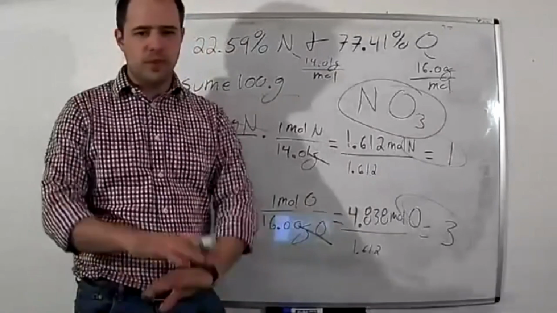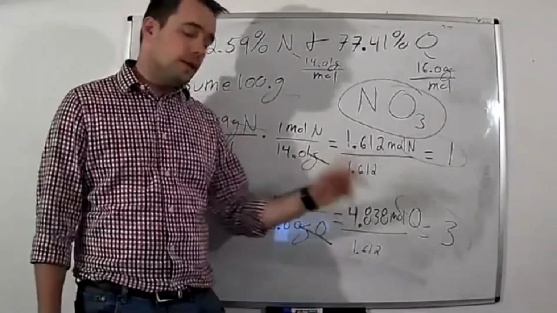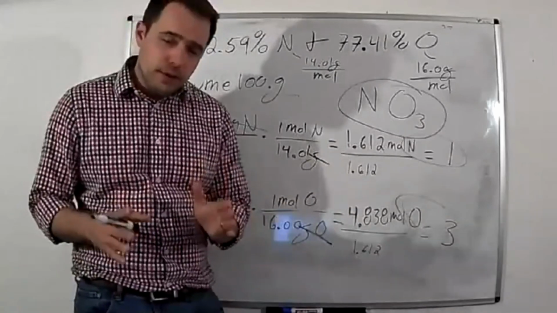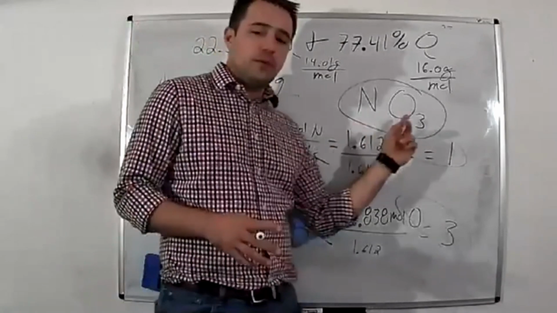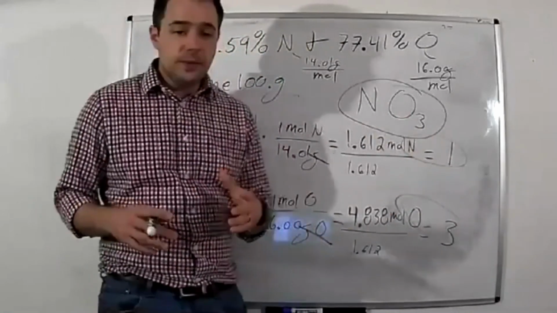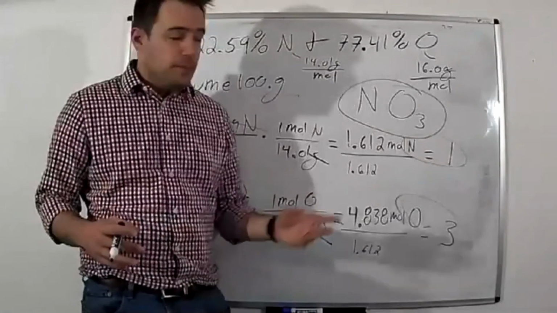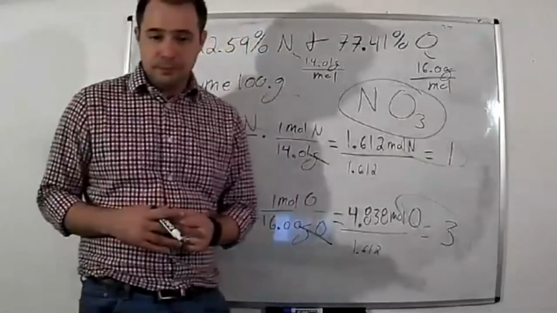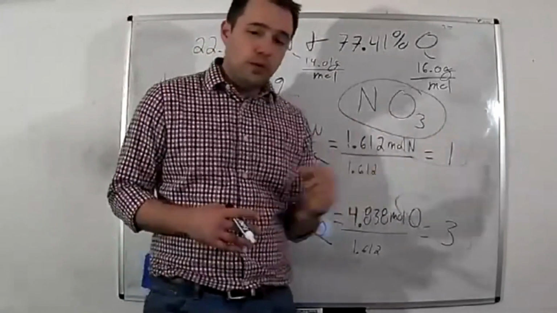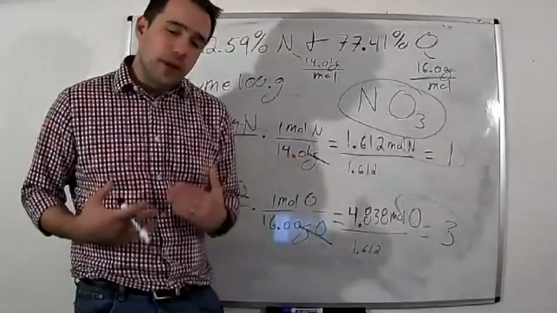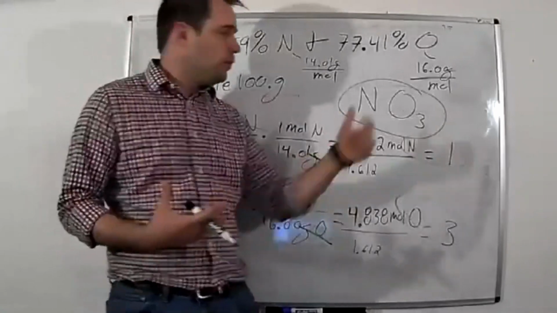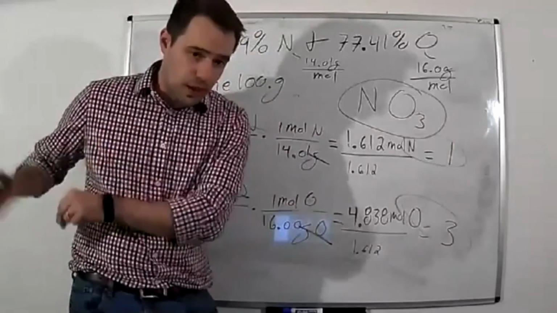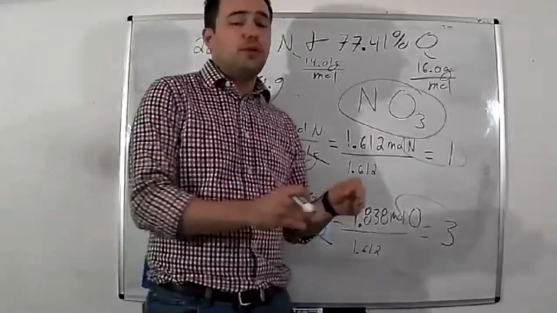Here's why that's important. The very last thing of the night. The substance might not actually be NO3. All that I know about the substance is that there's 1 nitrogen for every 3 oxygens. The substance could be any multiple of that. It could be N2O6. It could be N3O9. It could be N4O12. Any multiple of NO3 will have the ratio of 1 nitrogen to 3 oxygens. So I don't know the molecular formula, but I do know the empirical formula.